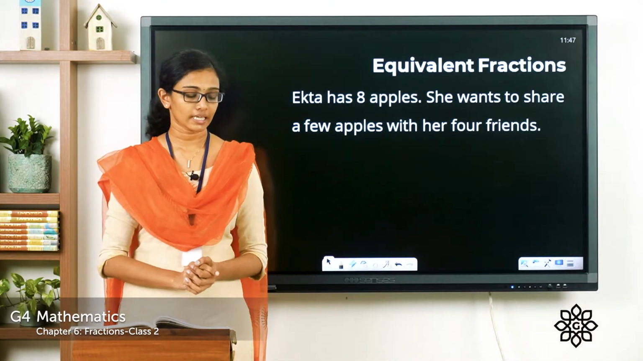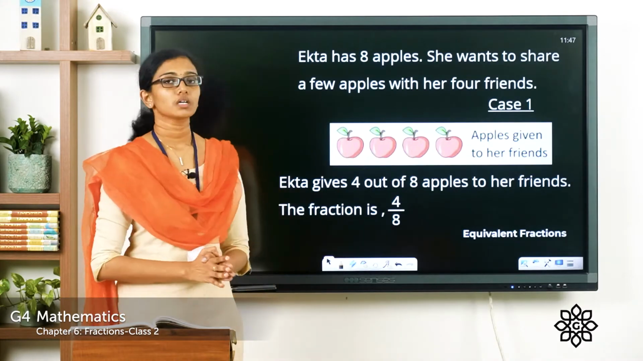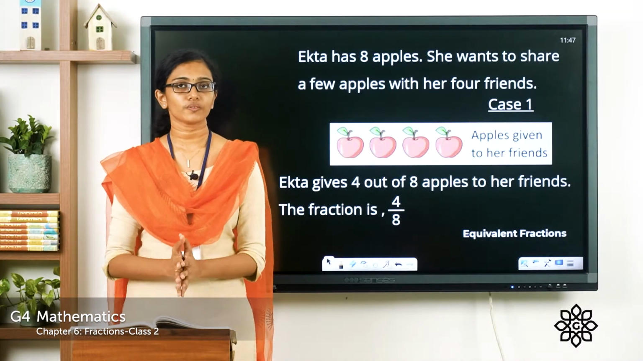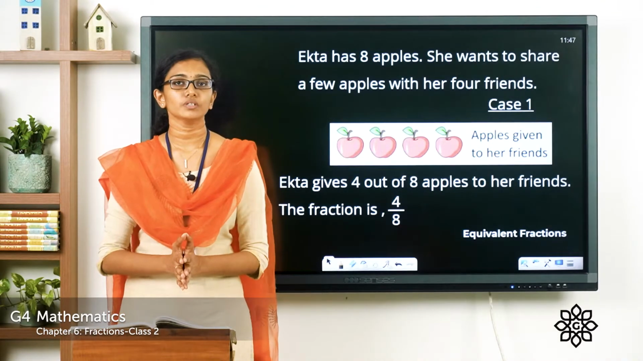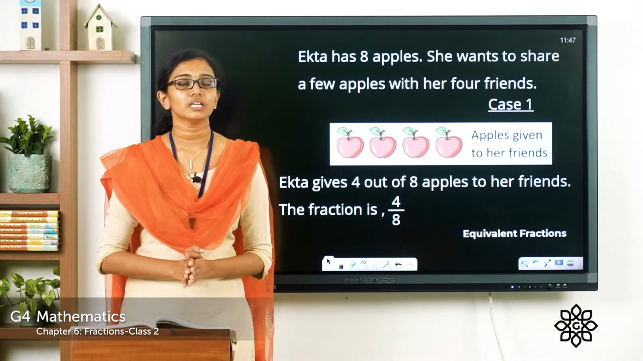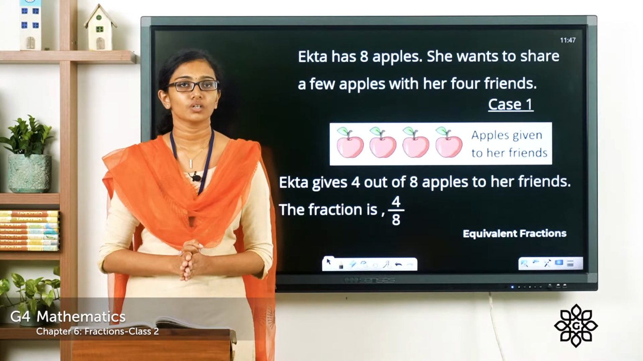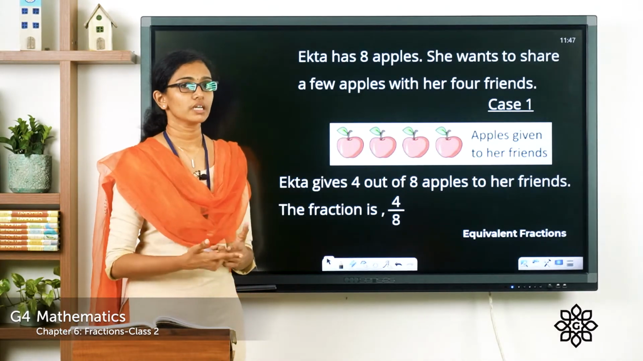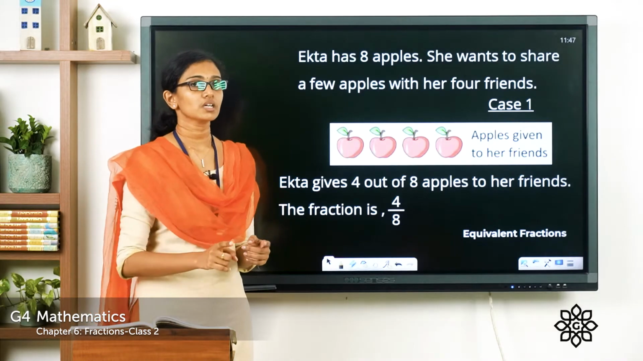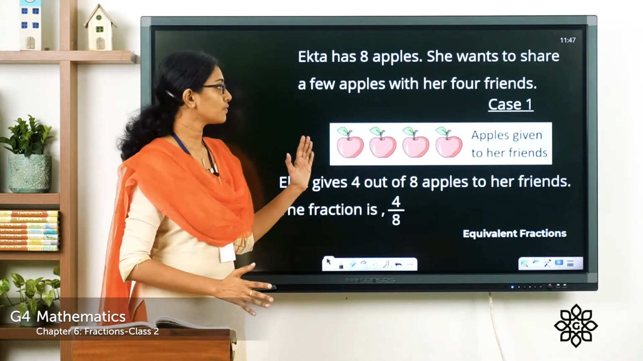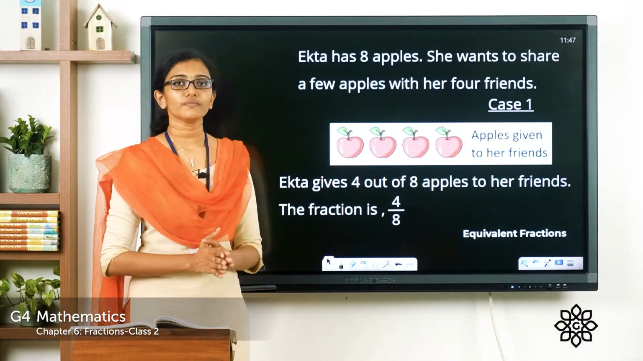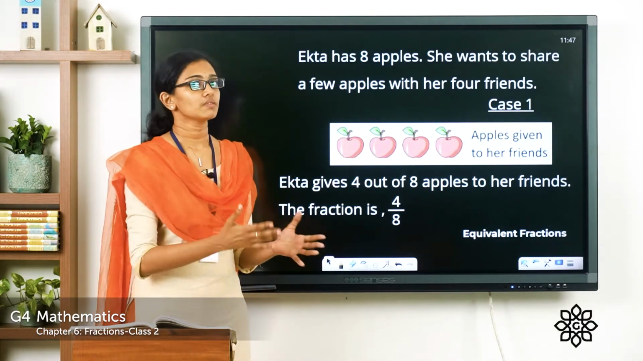Let's see the first case. In case 1, she is going to share it as whole apples. So she has 4 friends. So out of these apples, she is giving 1 apple each to each of her friends. So how many apples will she give? She'll give 1 each to 4 friends. So that would be a total of 4 apples given to her friends, right? 4 out of 8 apples are given to the friends.